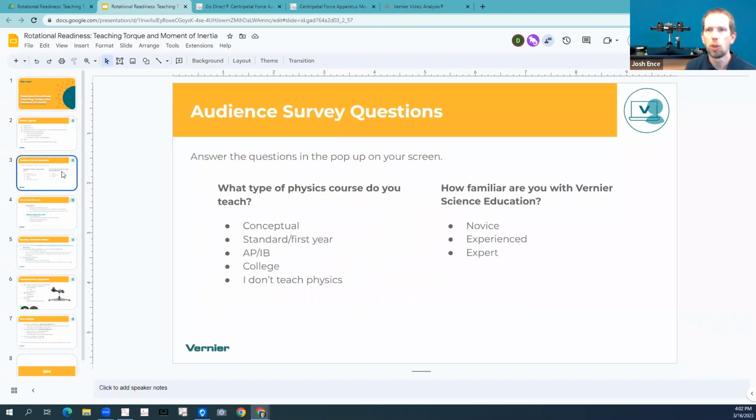So let's start with the poll. Simple two-question poll. You'll see this pop up in front of you. I assume you're a physics teacher, maybe amongst other things, but I'm curious what level of physics do you teach? And then also, how familiar are you with Vernier science education? So if you will pop those in there.